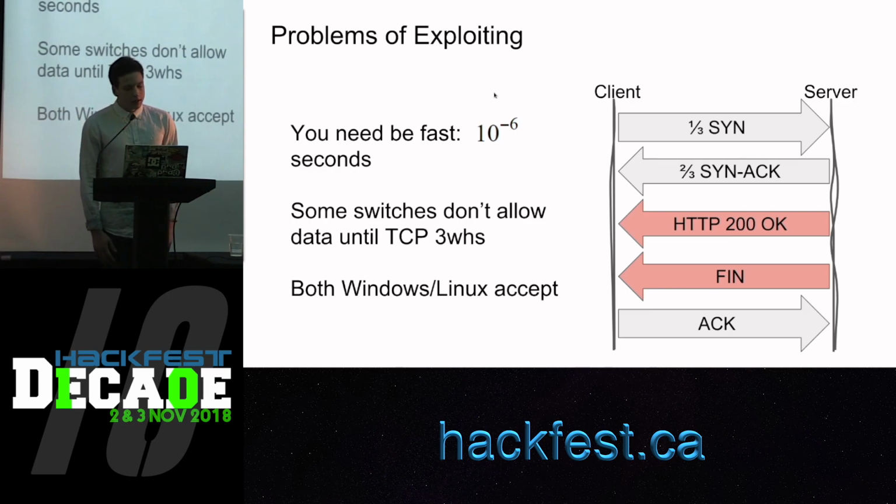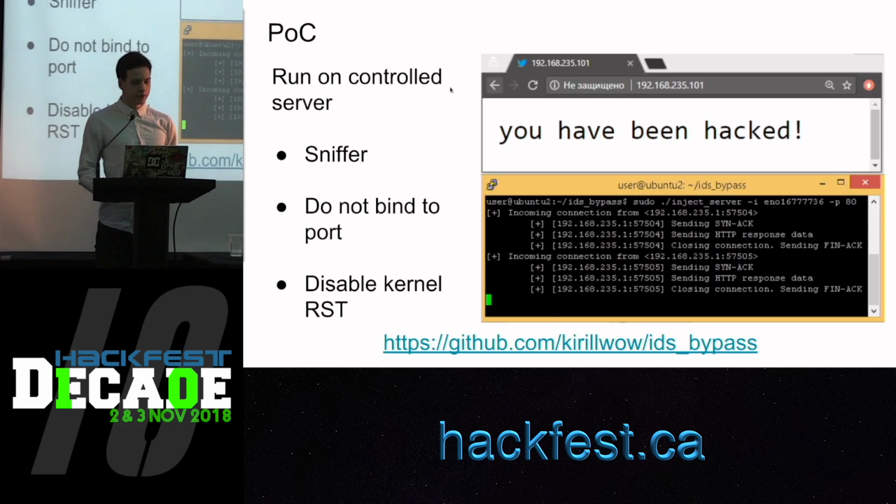Another problem is that some network devices do not allow you to transmit TCP data until the handshake is completed. So they just do not pass it. I don't know what to do about that, but some don't. But the good news is that both Windows and Linux clients accept this data. You can find my exploit on GitHub. How does it work? You just run this exploit on your system, and it works as a packet sniffer.